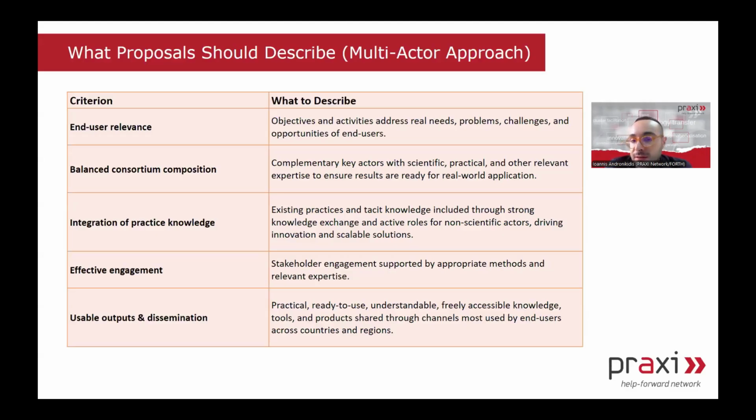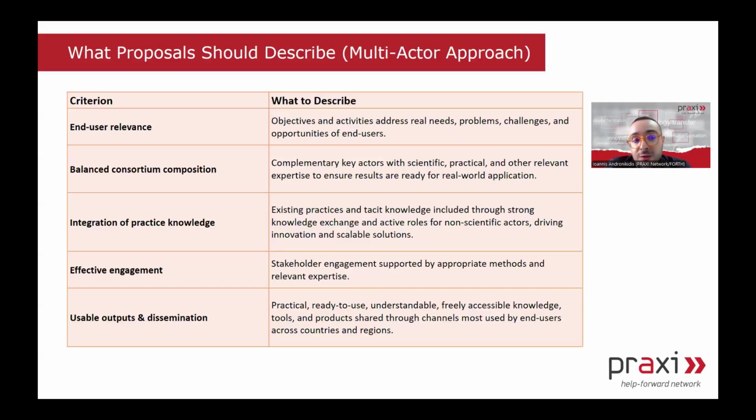Of course, the first is the end user relevance. Both the objectives of the project and the activities need to be aligned and address real needs, problems, challenges, and opportunities of those actors, of those end users in the particular contexts, in the countries that are involved in the consortium. And this gets us precisely to the consortium, which has to have a balanced composition. This means having key actors that complement each other in terms of scientific, practical, and other relevant expertise. And this will make sure that we will get to what I mentioned earlier in terms of the faster adoption, for example, and to have results that are ready for real-world application.